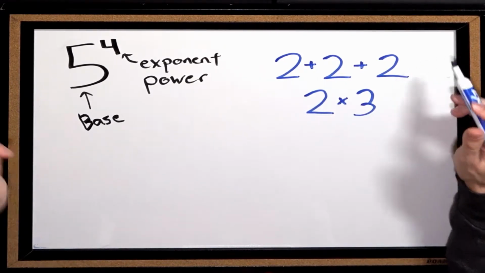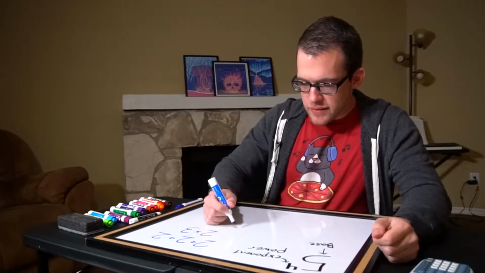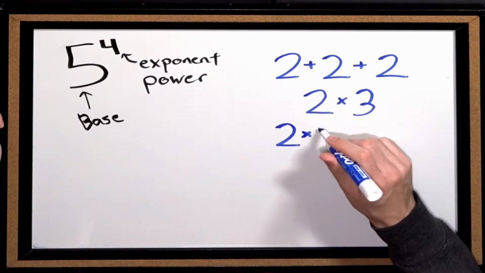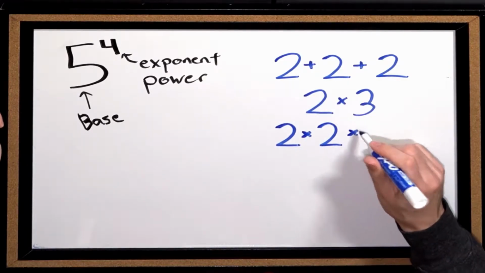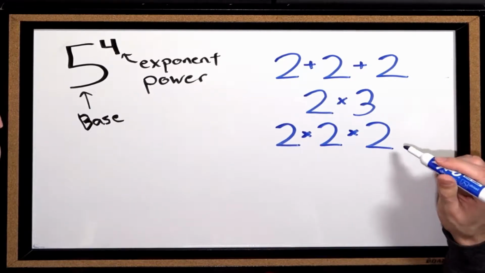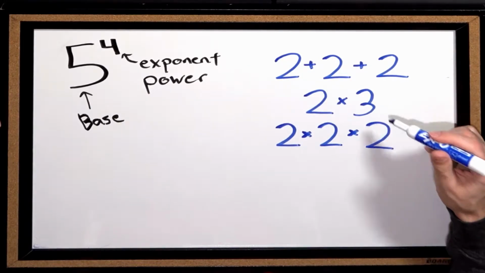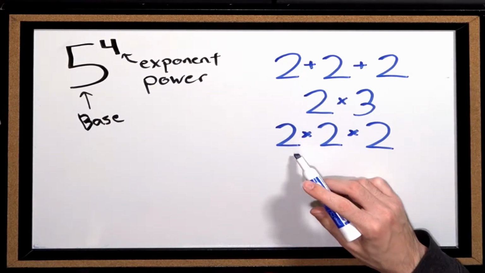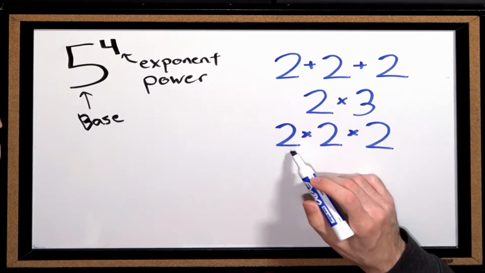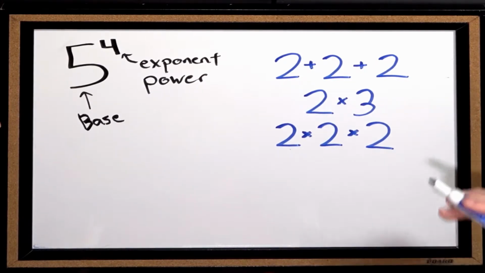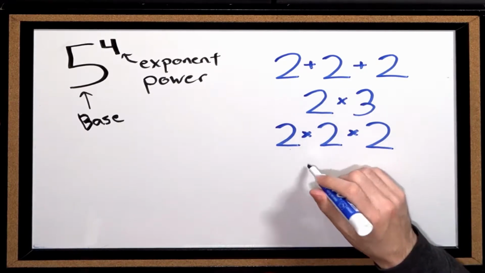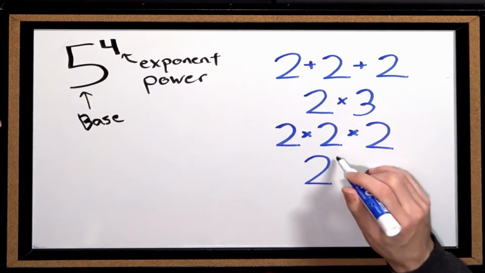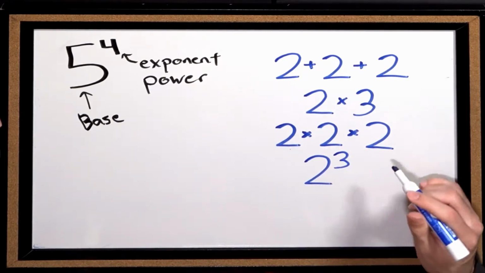Okay? So let's take it to the next level now. Instead of 2 plus 2 plus 2, what if I want to do 2 times 2 times 2? Just like we had a shorthand way of showing multiple additions, there's also a shorthand way of showing multiple multiplications. So here we have 2 times 2 times 2. We're multiplying a number a number of times. The number we're multiplying is 2, and we're multiplying it 1, 2, 3 times. So that is an exponent.